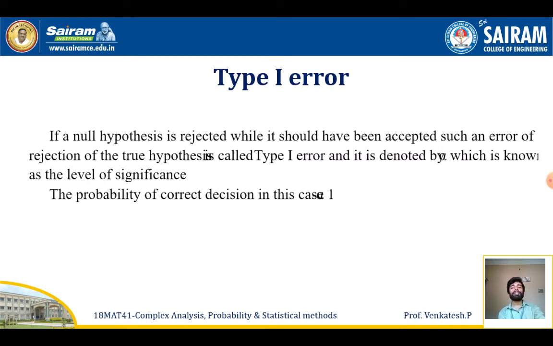If a null hypothesis is not accepted while it should have been accepted, such an error of not accepting the true hypothesis will be called a type 1 error. It is denoted by the symbol alpha. The probability of a correct decision in case of type 1 error is given by 1 minus alpha.